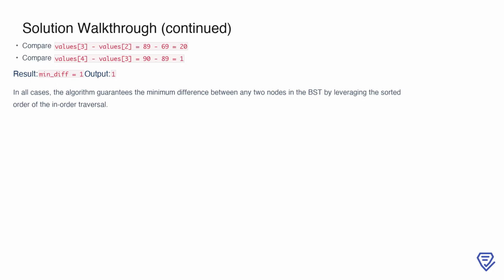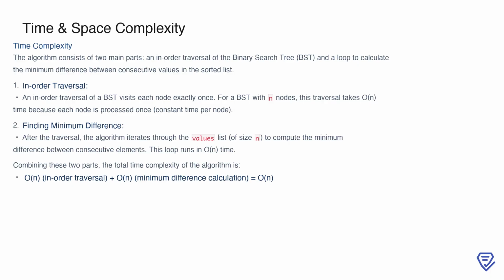This ensures accuracy and efficiency in solving the problem. To analyze the time complexity of this algorithm, we can break it down into two main components: the in-order traversal of the binary search tree and the computation of the minimum difference between consecutive values. First, during the in-order traversal, each node in the BST is visited exactly once, which ensures that the traversal takes O(n) time for a tree with n nodes. Each visit involves constant time operations, so this part is linear in complexity.